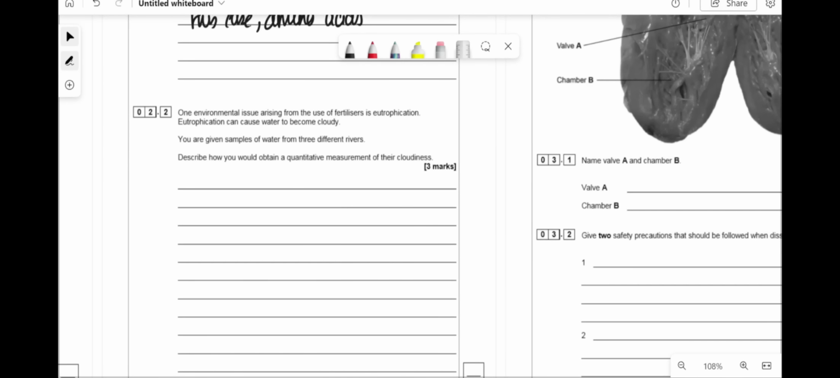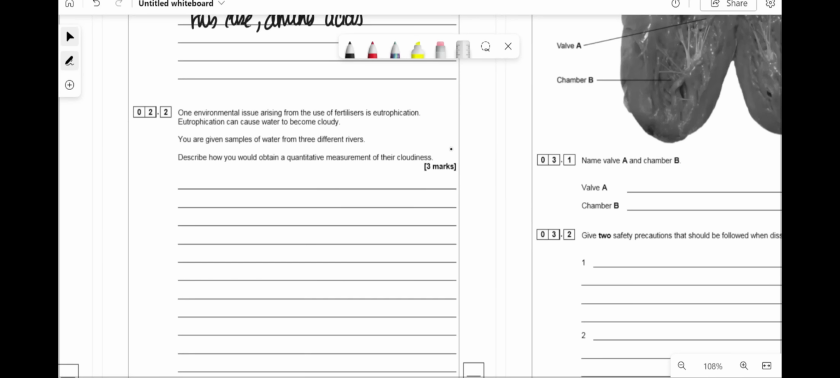One environmental issue arising from the use of fertilizers is eutrophication. Eutrophication can cause water to become cloudy. You were given samples of water from 3 different rivers. Describe how you would obtain a quantitative measurement of their cloudiness. Quantitative means you can put numbers to it. You can measure it with numbers. Qualitative is like a descriptive term. So, for example, kind of cloudy, not very cloudy, very cloudy. So we need to try and think of a way we can measure cloudiness and put numbers to it.